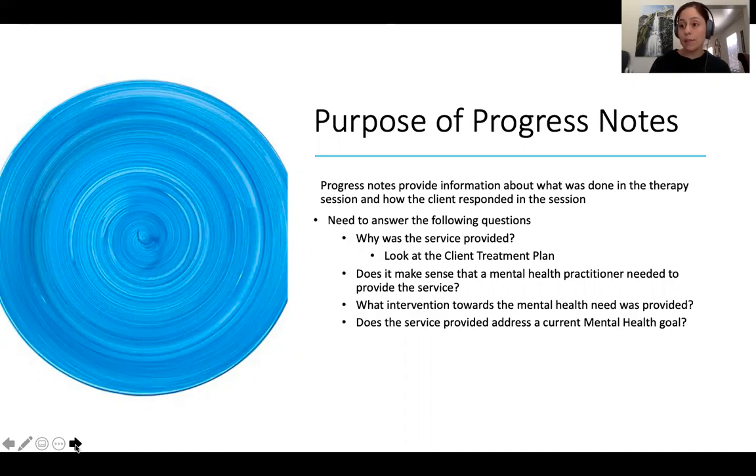Okay. You can think about progress notes as providing answers to the following questions. Why was the service provided? This should be based upon your client's treatment plan. If the plan says you're going to help psychoeducate the client on the cognition behavior affect link, this and exactly how you did it should be in your progress note.